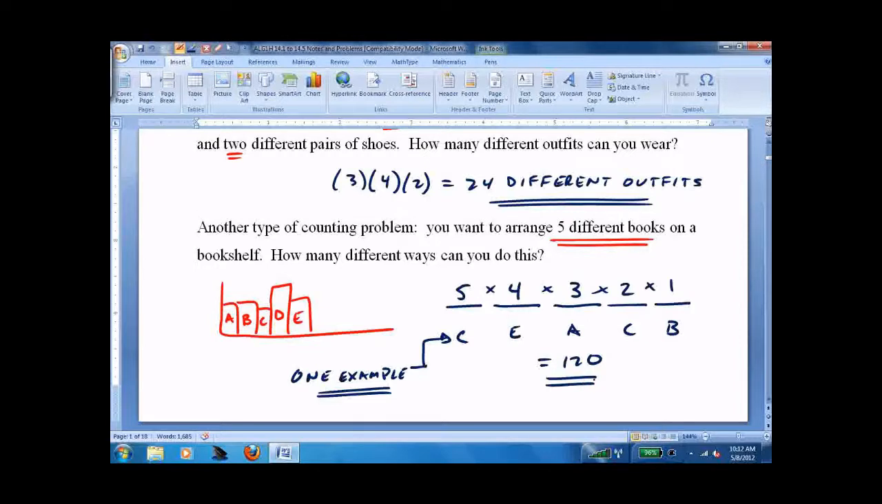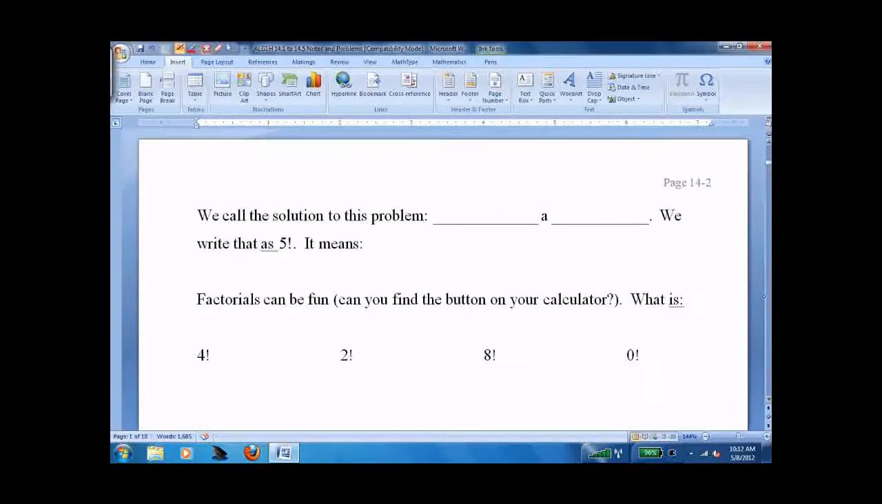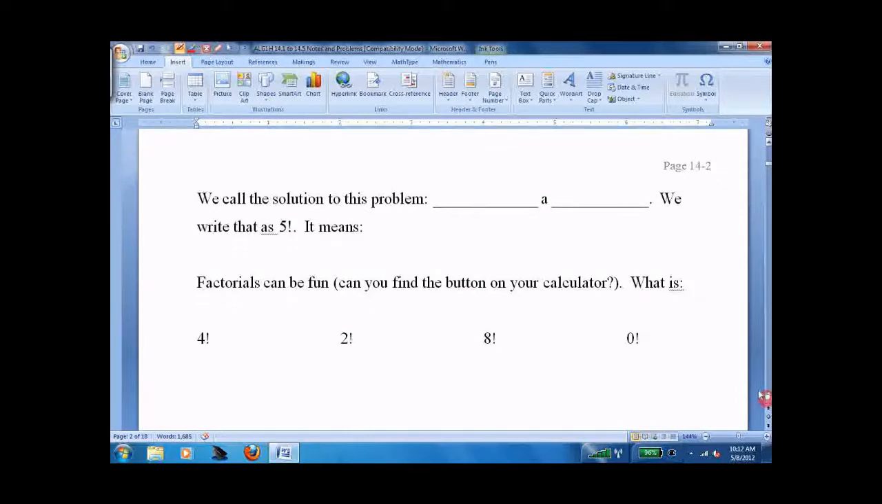Notice it's different from the previous problem. We don't just multiply 5 times 5 times 5 times 5. We don't have 5 choices for each one. Once we use a book, we can't use it again. Hopefully you've seen that before, but if not, we don't have to worry about it.